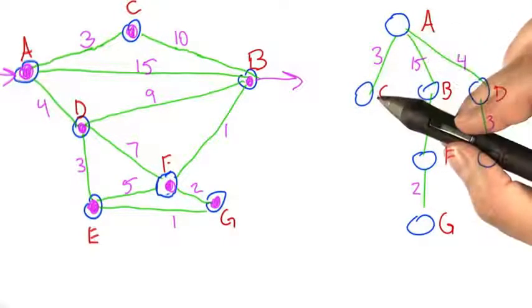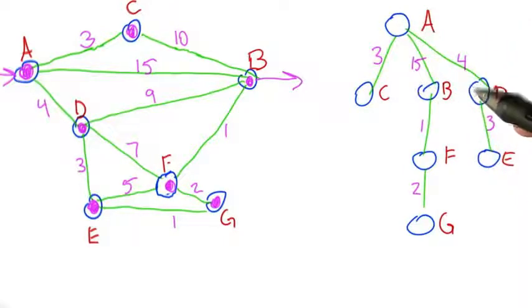Does that actually make sense? One hop to C, one hop to B, one hop to D, 2 hops to F, sure. 2 hops to E, sure. 3 hops to G, 1, 2, 3, 1, 2, 3. Yep, there's no faster way to get to G. So this actually does the right thing in terms of number of hops.